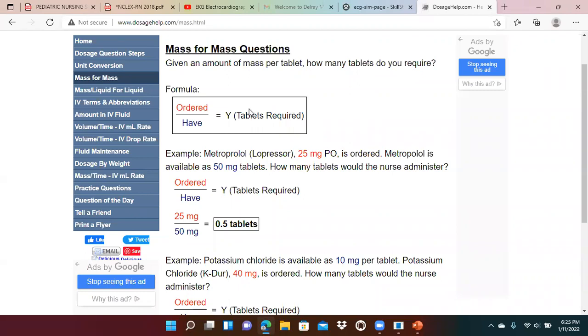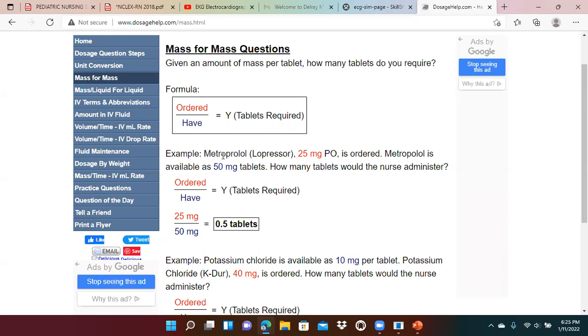So, the desirable number of tablets equals the doctor's orders, or doctor's prescription, divided by the pharmacist's order, or medication in hand, or what pharmacy gives us. Order divided by what we have. So what is the doctor's order, if you divide it by what we have in hand, we will get the number of tablets.